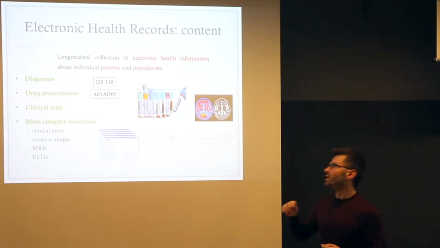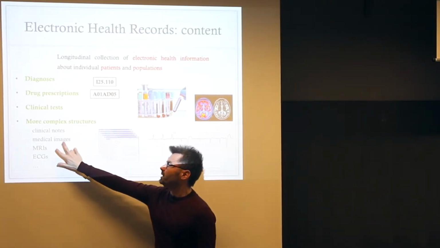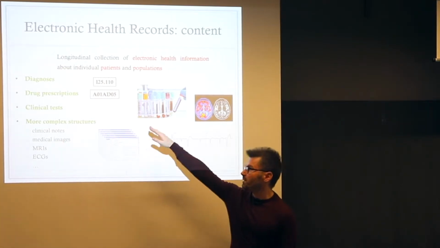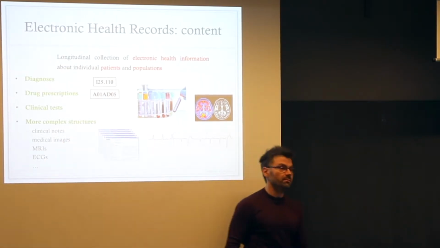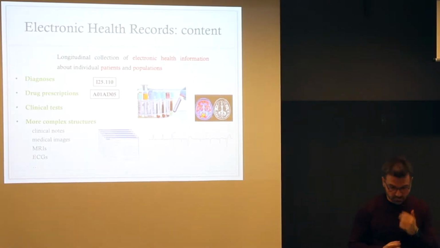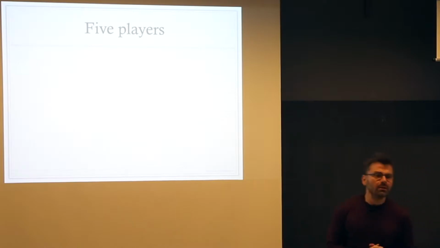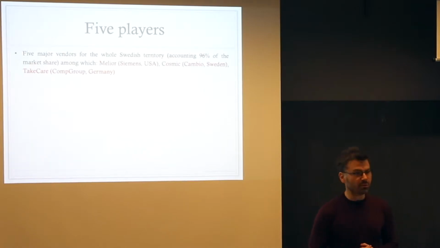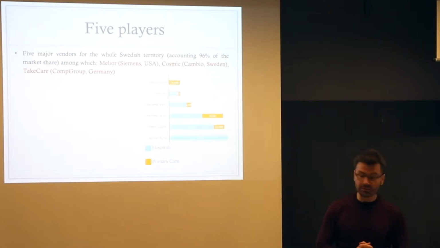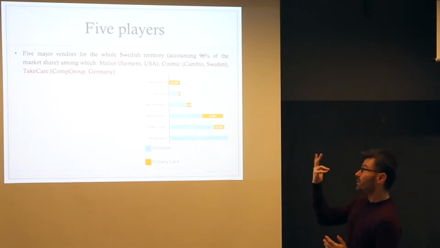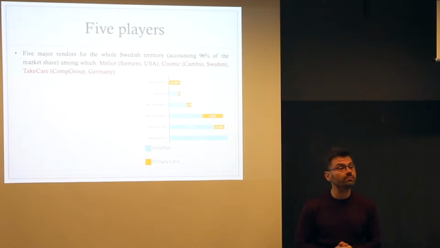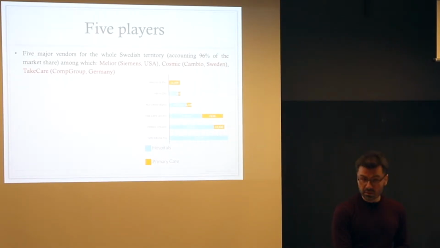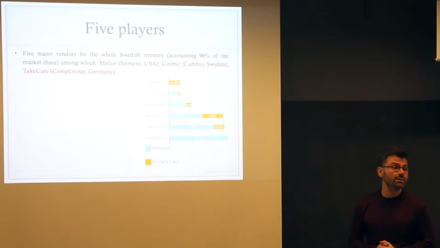At the moment, we have access to most of those, not so many MRIs and medical images, but everything up to clinical notes and electrocardiograms. What is more interesting is that in Sweden, there are mainly 5 players that are covering the electronic health records of the medical centers and hospitals. So the 3 top are Siemens, Cambio, and Com Group from Germany. We are actually looking at the Take Care data set or system that Karolinska University Hospital is using.